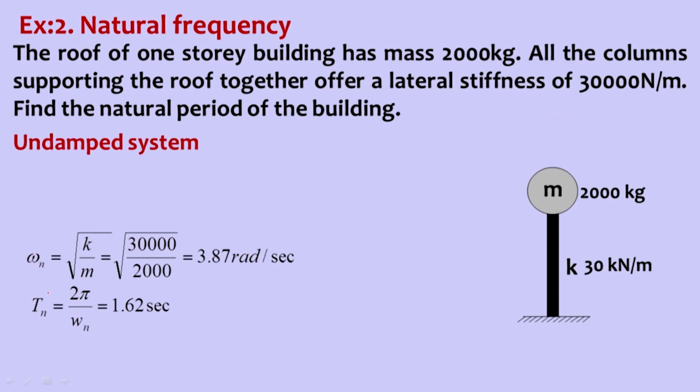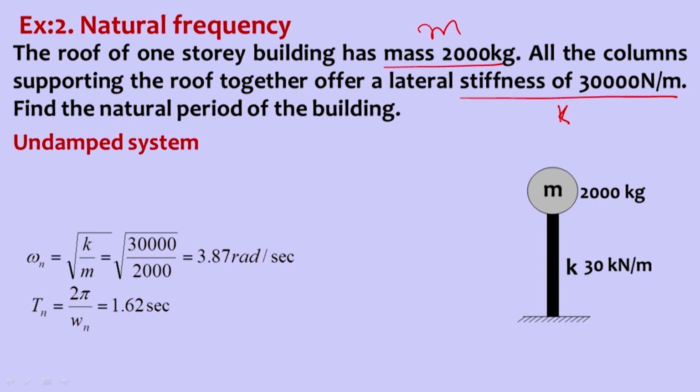In this example, we will learn how to evaluate the natural frequency of a system where the parameters of the system are given to us. The question reads like this: the roof of a one-story building has a mass of 2000 kg. Mass is one parameter which is given already, 2000 kg. All the columns supporting the roof together offer a lateral stiffness of 30,000 Newton per meter, or 30 kilonewton per meter. This is the second parameter. So mass and stiffness are given to us, and we need to find the natural period of the building.